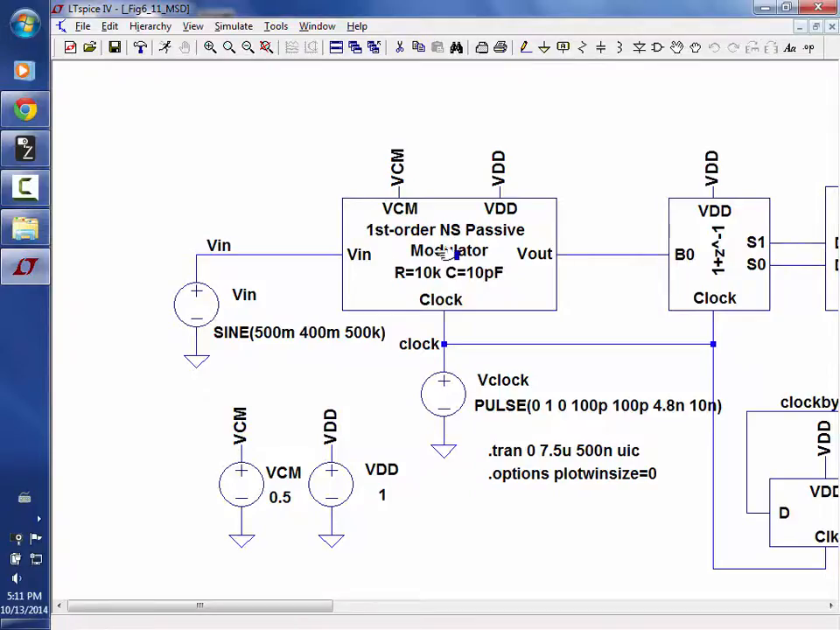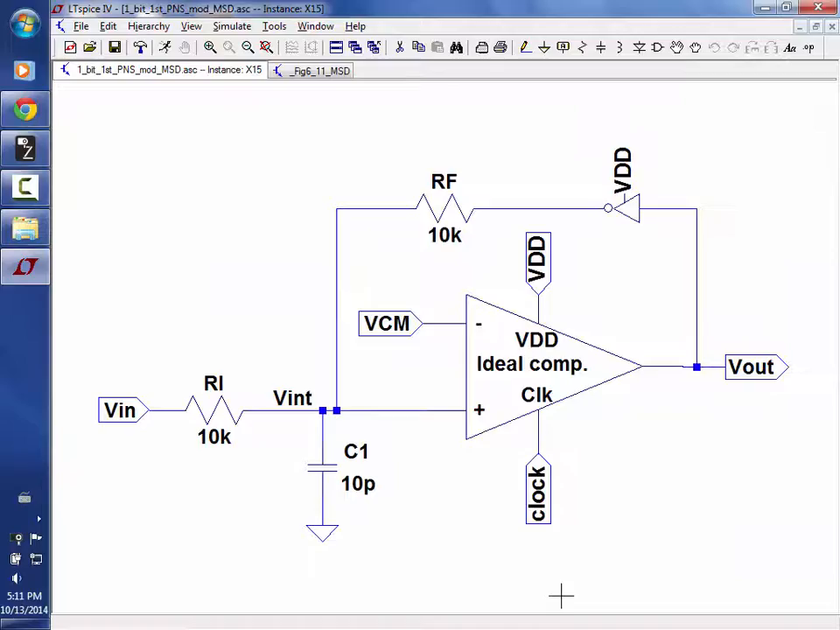Okay, so there's my clock. I'm running at 100 megahertz. There's my noise shaping modulator. It's passive. I got 10K feedback resistors. There's my sigma. Because I'm inverting my output, I'm taking the difference between my output and my input, the difference in the currents. Tell me how I could get rid of this inverter? And what would be the drawback?